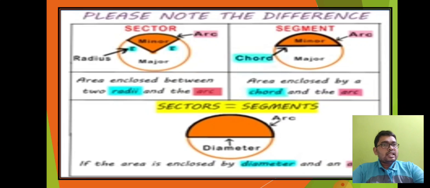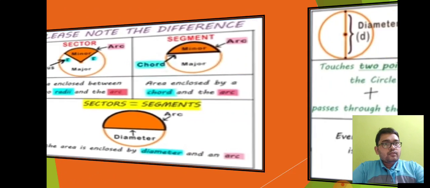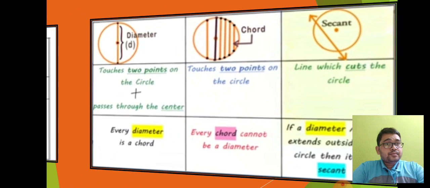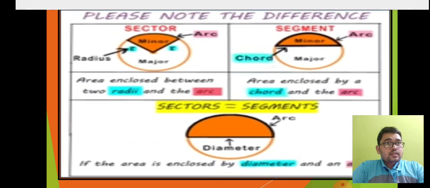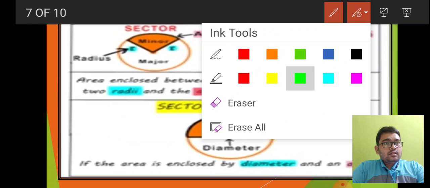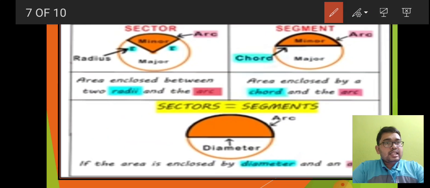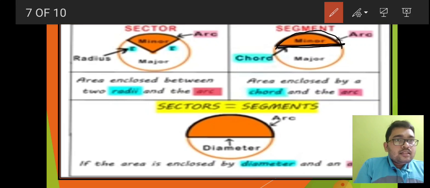In this figure you can see the minor segment and the major segment. You are seeing that this is the chord. The area enclosed by a chord and the arc is known as the segment.